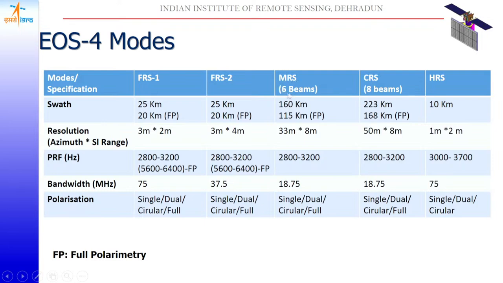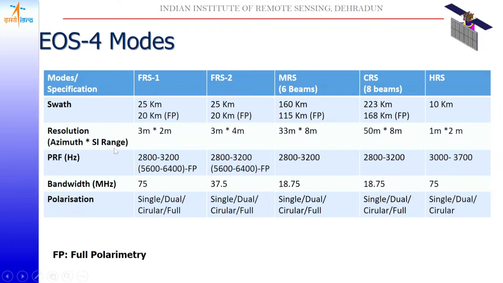MRS is the medium resolution scan SAR mode. Here we use 6 beams of the SAR, because as I told you, for the range swath we have different beams in the range direction. So we use 6 beams in the MRS and 8 beams in the CRS. We have different swaths: 25 kilometer in FRS1 and FRS2, and with full polarimetry we can have a 20 kilometer swath, and in MRS and CRS we have 160 and 223 kilometer swath. Resolution is around 3 meter by 2 meter.